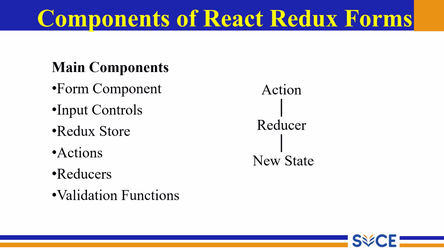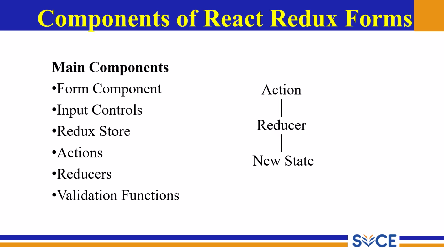Components of React Redux forms. Now let us understand the main components. There are six important components. First, the form component. This displays the input fields. Second, input controls. These include text boxes, checkboxes, radio buttons, drop downs.